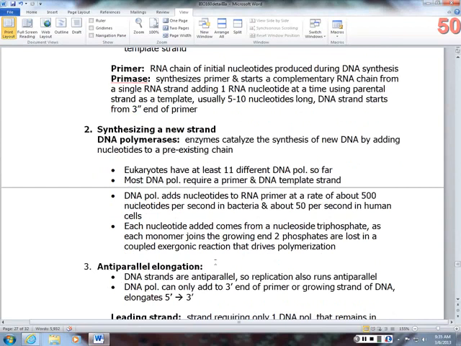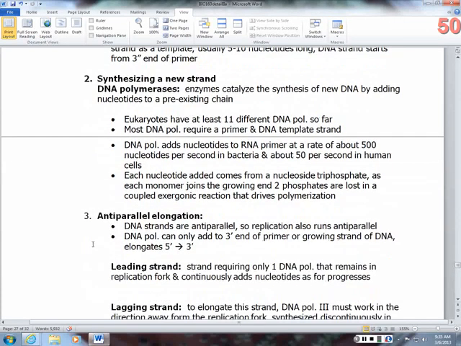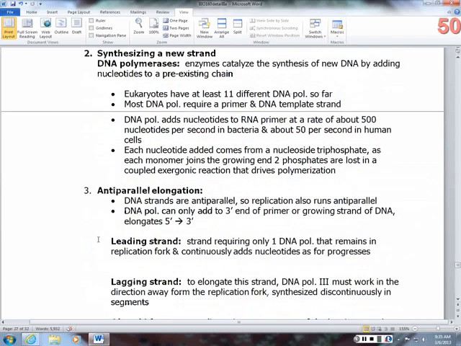Each nucleotide added is going to come from a nucleoside triphosphate, and as that monomer nucleotide is added on, you're going to have a little bit of energy spent that's going to drive the polymerization. So just like when you have to spend energy to build muscle, you spend a little bit of energy to build the new DNA strand.